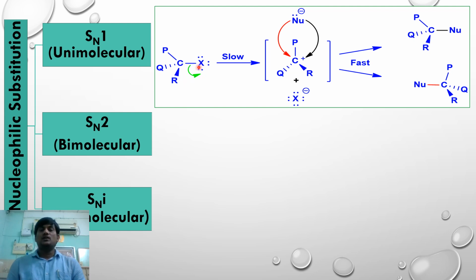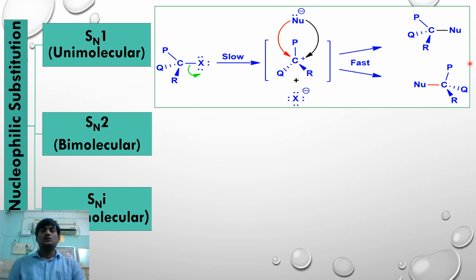And in second step, the nucleophile attacks the planar carbocation from front side and also back side. And there is a formation of two stereoisomers which are non-superimposable mirror images. These are called enantiomers. So in SN1 case, you will get a mixture of enantiomers. You will get racemic mixture.